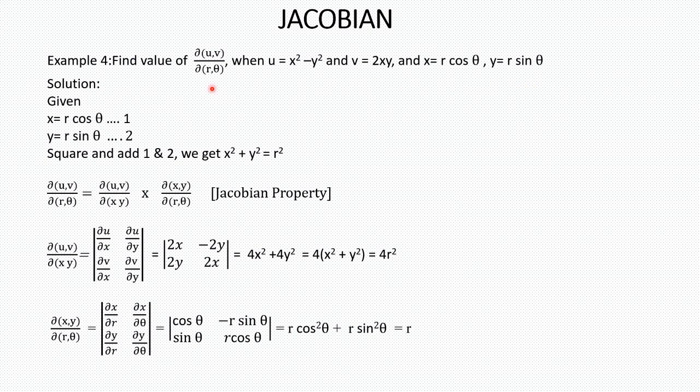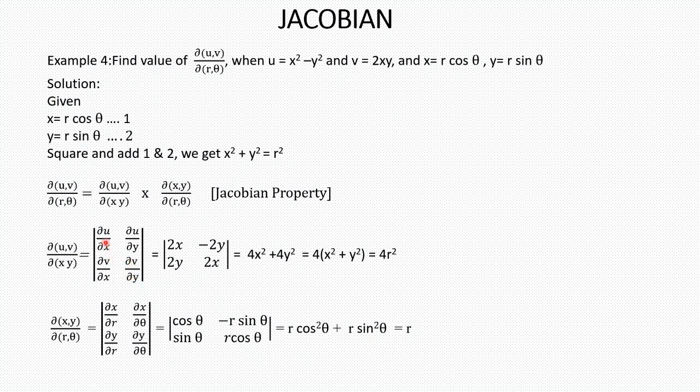Given x is equal to r cos theta, equation 1. Y is equal to r sin theta, equation 2. Square and add equations 1 and 2. We get x square plus y square is equal to r square. We will be using this Jacobian property: if u, v are functions of x, y and x, y are functions of r, theta, then delta uv by delta r theta is equal to delta uv by delta xy times delta xy by delta r theta. Delta uv by delta xy is equal to this determinant. Now, find the value of this determinant.